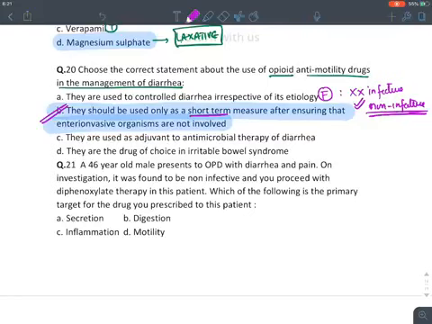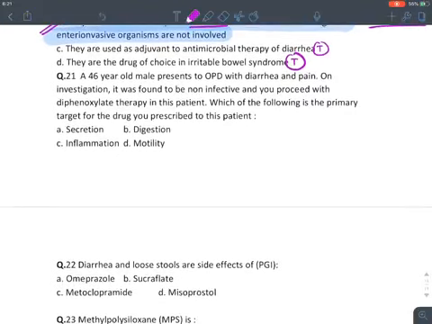Now, they are used for the irritable bowel syndrome. Yes, they can be given for the treatment of irritable bowel syndrome. Okay, but are they drug of choice? No, we start with bulk laxative. They are used in irritable bowel syndrome, but they are not the drug of choice. They are used as an adjuvant for antimicrobial therapy. Yes, but not in all antimicrobial therapy. So these statements are partially correct, partially incorrect.